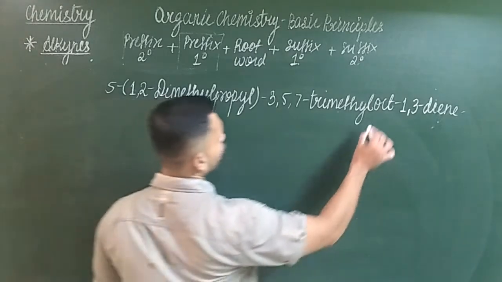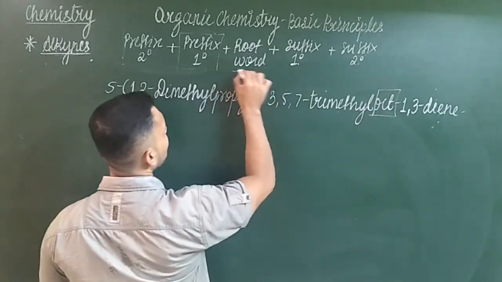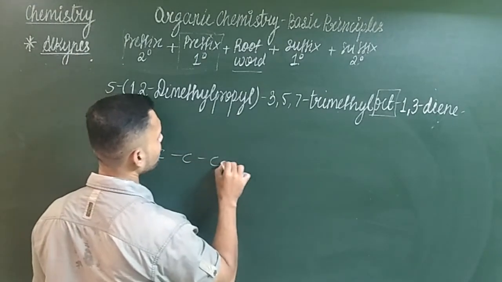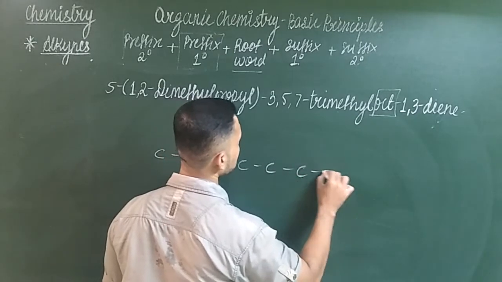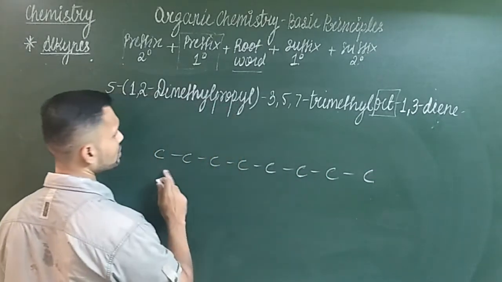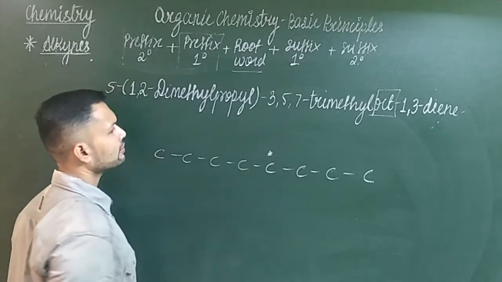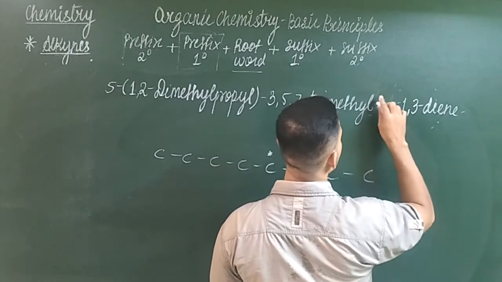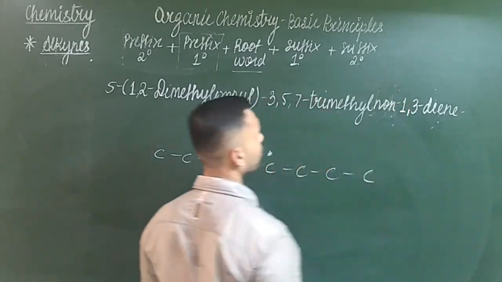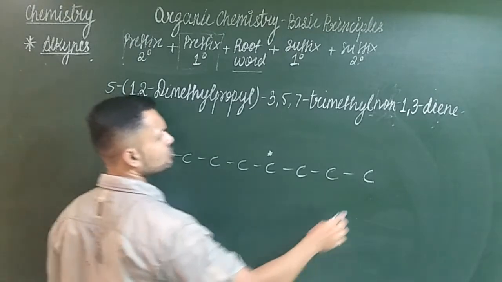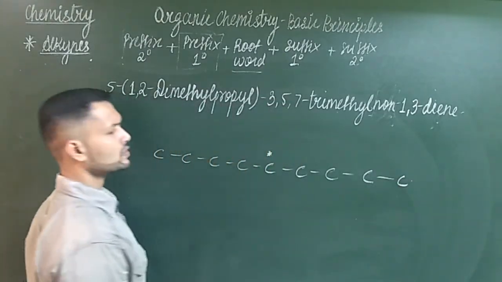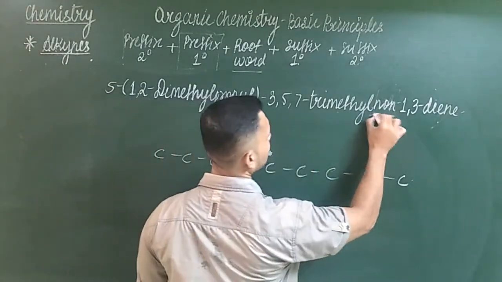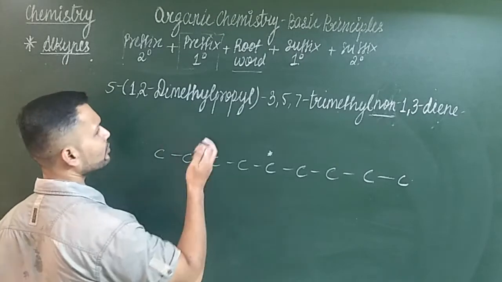Initially look at the root word. It is oct, so simple: 1, 2, 3, 4, 5, 6, 7 and 8. So this is the fifth one. If it were non, that would not be the longest chain. So this is non, 9 carbons. Now once the root carbon chain is drawn, label those branches.